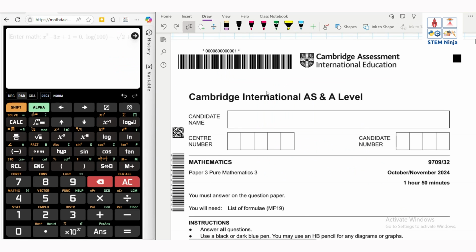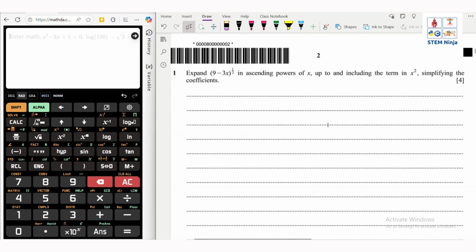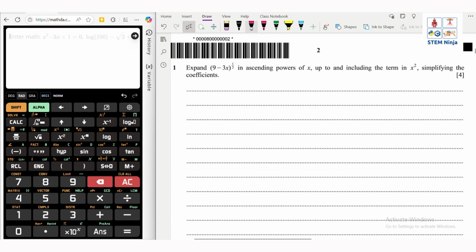Hey everyone. So today we're going to talk about another paper for Pure Maths 3, variant 3.2 of the October-November 2024 series. So let's see the first question. Expand (9 minus 3x) raised to the power of 1 over 2 in ascending powers of x, including the term in x squared, simplifying the coefficients.